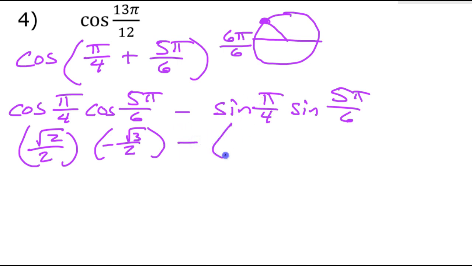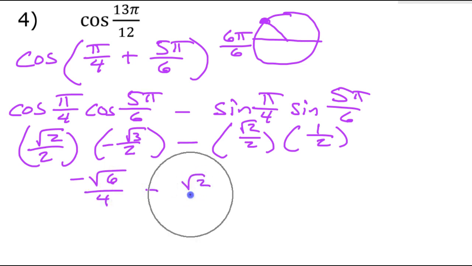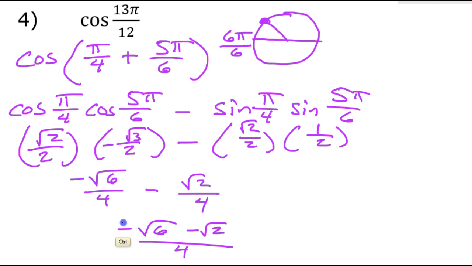Okay, sine of pi over 4, that is radical 2 over 2. Sine of 5 pi over 6. Well, the reference angle is pi over 6. Sine of pi over 6 is 1/2. The only question is, should it be negative 1/2? Like I said, we're in the second quadrant, but sine is positive in the second quadrant, so I will leave it positive 1/2. So now it's just a matter of simplifying this, so I'm going to have negative radical 6 over 4 minus radical 2 over 4. So the final answer will be negative radical 6 minus radical 2 over 4.